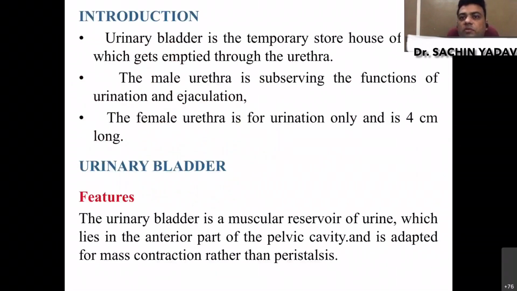So, the urinary bladder and the urethra. The urinary bladder is a storehouse of the urine, which gets emptied into the urethra during micturition. Okay, so this is a temporary storehouse.